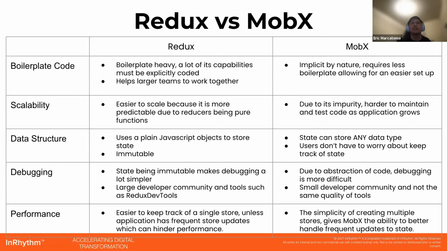So now we are going to jump into a comparison between Redux and MobX. The first thing we'll talk about is the boilerplate code. One of the biggest complaints, I guess, from developers with Redux is that it's very boilerplate heavy. A lot of the capabilities that Redux has need to be explicitly coded. So there's a certain pattern you have to follow. We need different types of files to be set up in order to keep track of our state. But at the same time, it does help when working with a larger team because now everyone can follow a certain pattern. It's a little bit more strict compared to MobX, where it is implicit by nature.